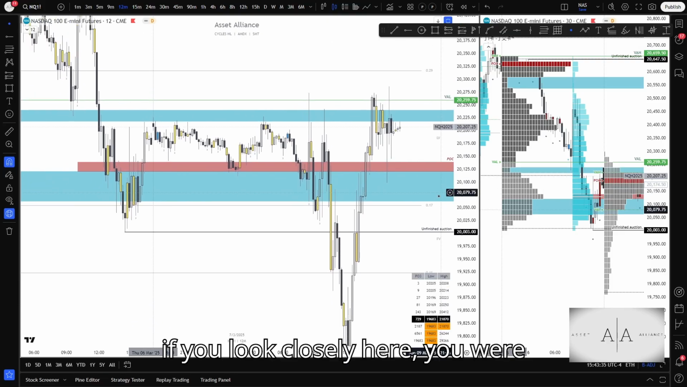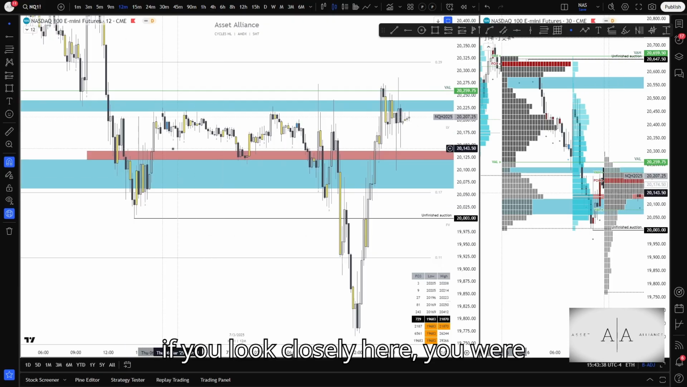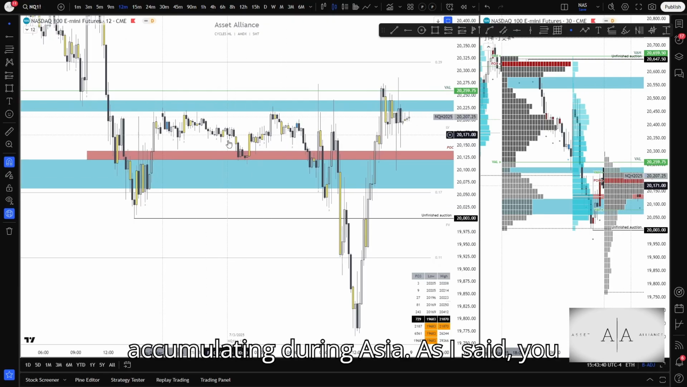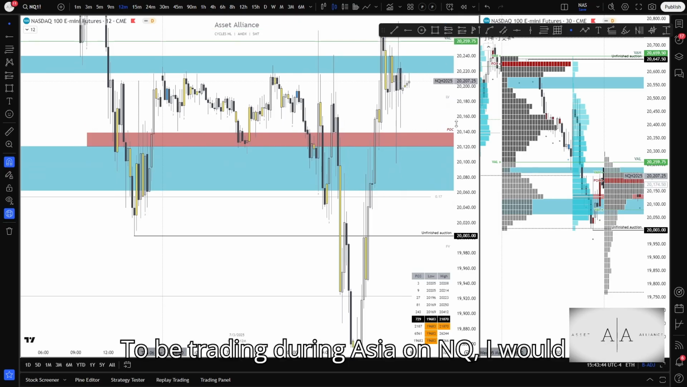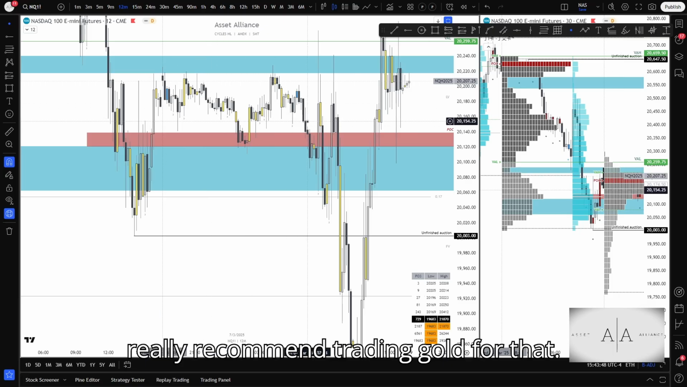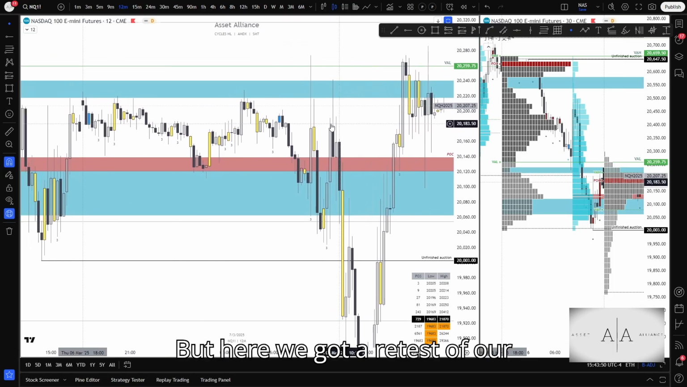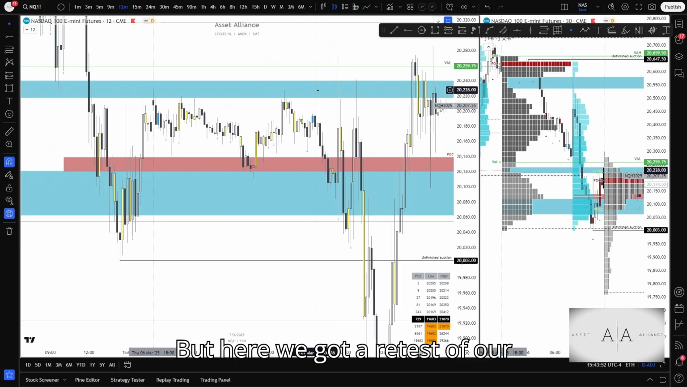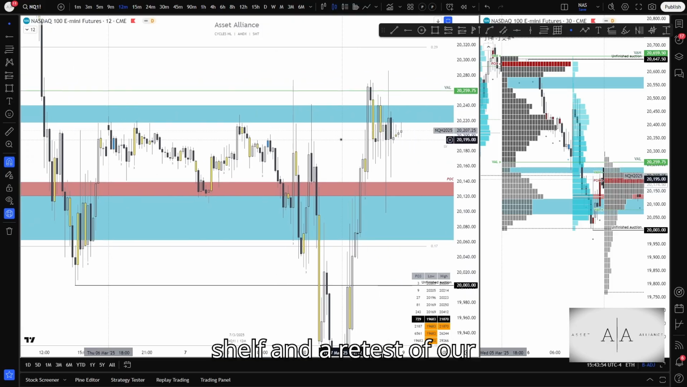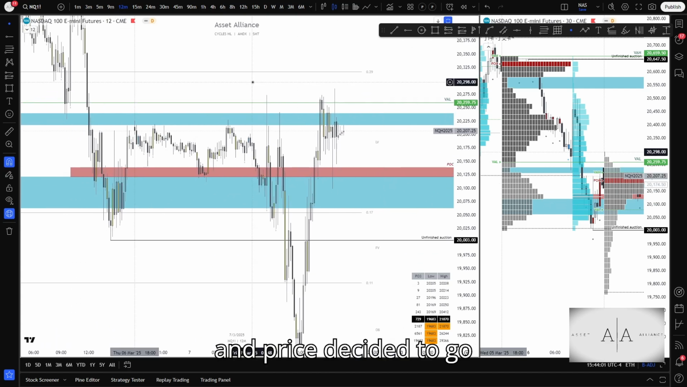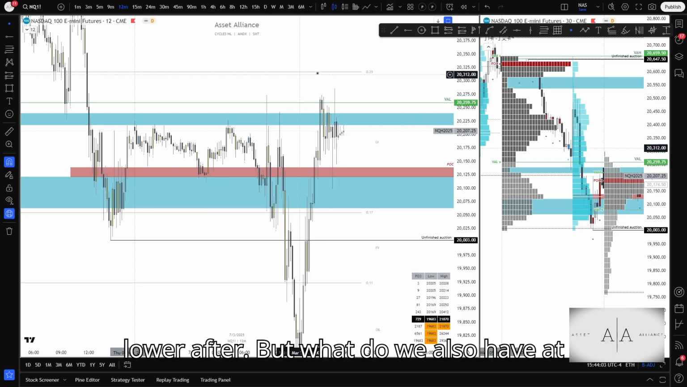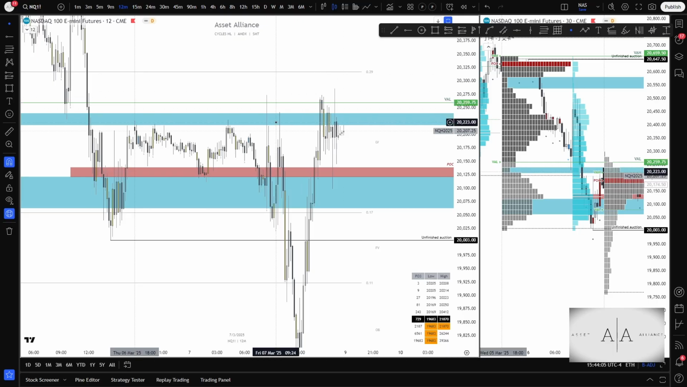Now, if you look closely here, you were accumulating during Asia. As I said, you don't really want to be trading during Asia on NQ. I would really recommend trading gold for that. But here we got a retest of our shelf and a retest of our value area low, and price decided to go lower after. But what do we also have at the value area low and the shelf?